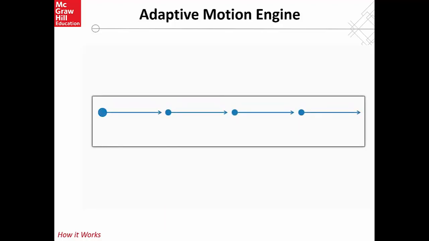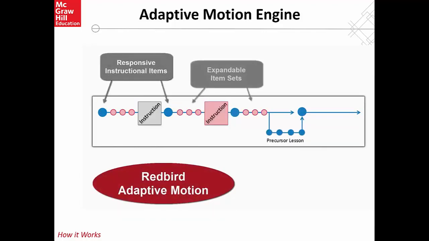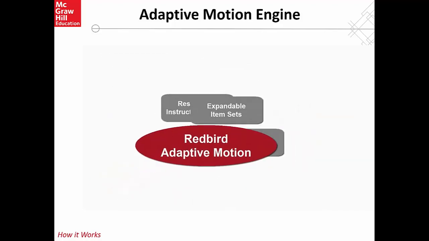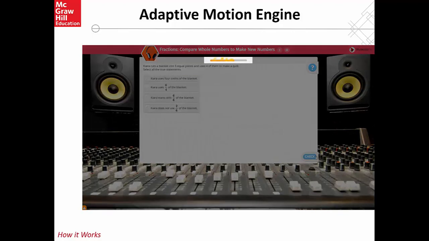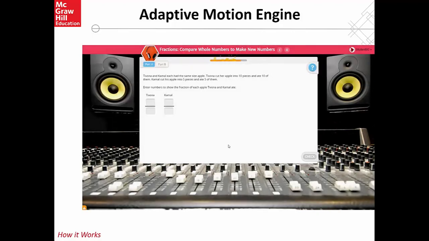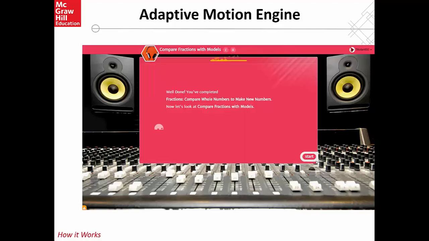The adaptive motion engine that drives student progress through Redbird Mathematics consists of 3 key elements: responsive instructional items, expandable item sets, and changes in the learning pathway. Together, these elements result in on-level, below-level, and accelerated student motion, all from one single program. So how does it work? The accelerated learning pathway occurs when a student is reviewing material she already knows, answering each item correctly. Her learning pathway is shortened, and she is accelerated along to her zone of proximal development.